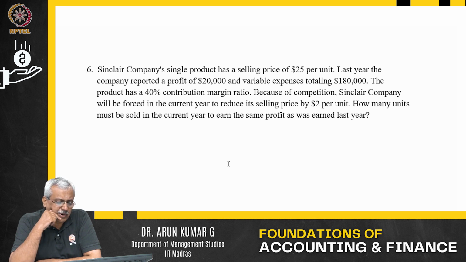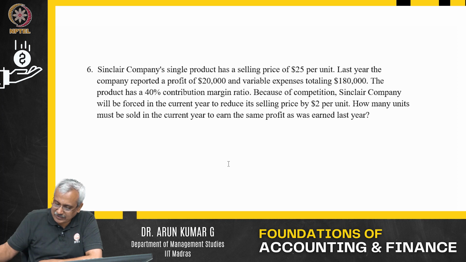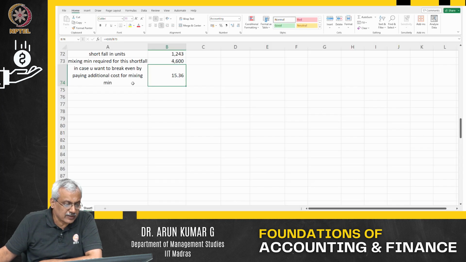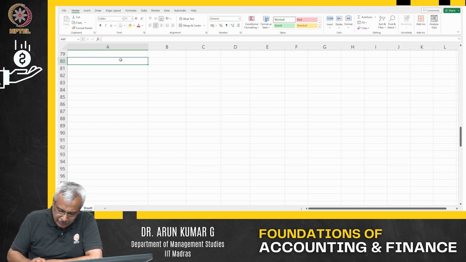Sinclair Company's single product has a selling price of $25 per unit. Last year, the company reported a profit of 20,000 and the variable expenses totaled about 1,80,000. The product has a 40% contribution margin ratio, please note. Because of competition, Sinclair Company will be forced in the current year to reduce the selling price by $2 per unit. How many units do they have to manufacture in the current year to earn the same profit as in the last year? Let us get some facts very clear here. We are looking at the sixth problem.